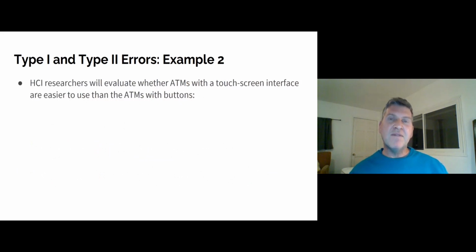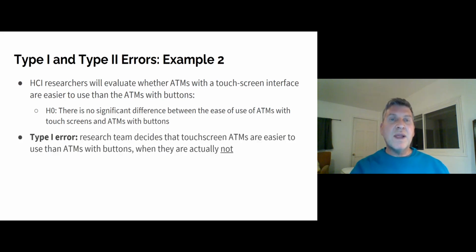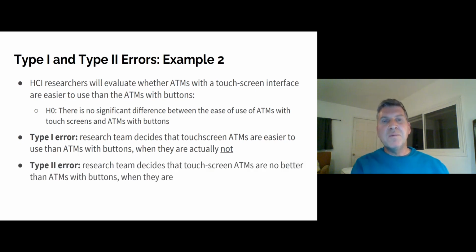These researchers go out and evaluate whether ATMs with a touchscreen are easier to use than ATMs with buttons. So the null hypothesis is there's no significant difference between the two. The type 1 error in this case would be that the research team decides that the touchscreen ATMs are easier to use than ATMs with buttons, when actually there's no difference. The type 2 would be that the research team decides that touchscreen ATMs are no better than ATMs with buttons, and there's no difference, when actually touchscreen ATMs are better.